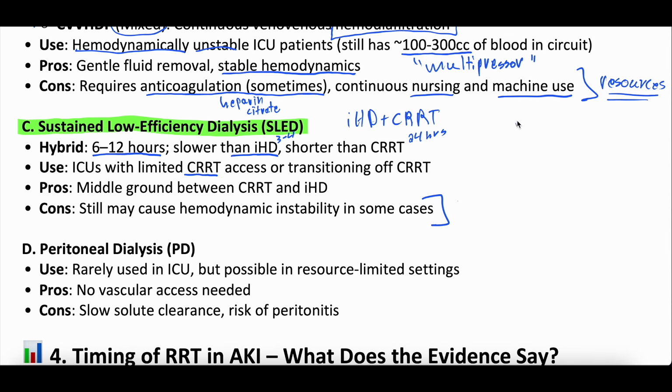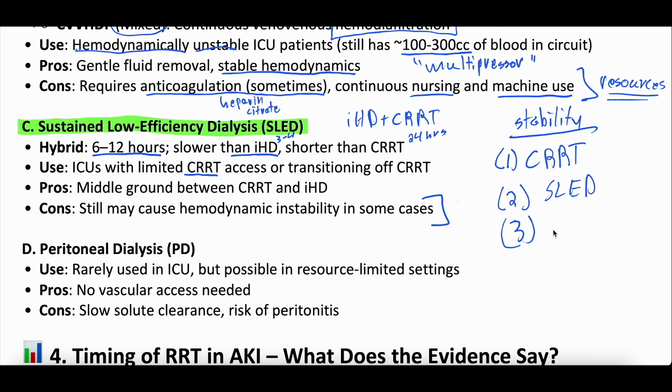So if you were to rate like stability from what is the most stable or least likely to cause instability, continuous renal replacement therapy would be the least likely to cause instability. Next after that would be SLED, which is this slow, low efficiency dialysis. And after that would be intermittent hemodialysis. So CRRT is the most stable, followed by SLED, followed by IHD.